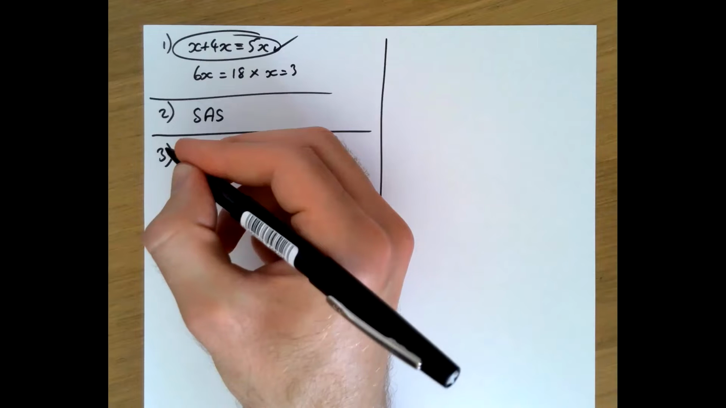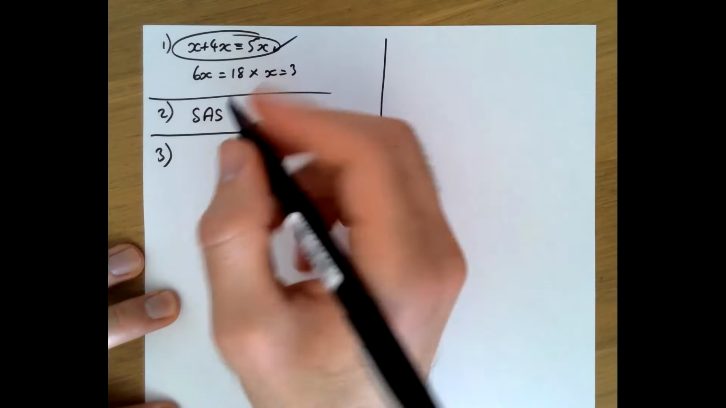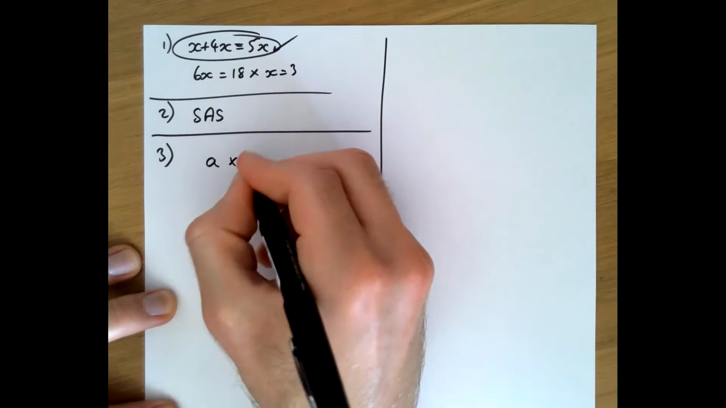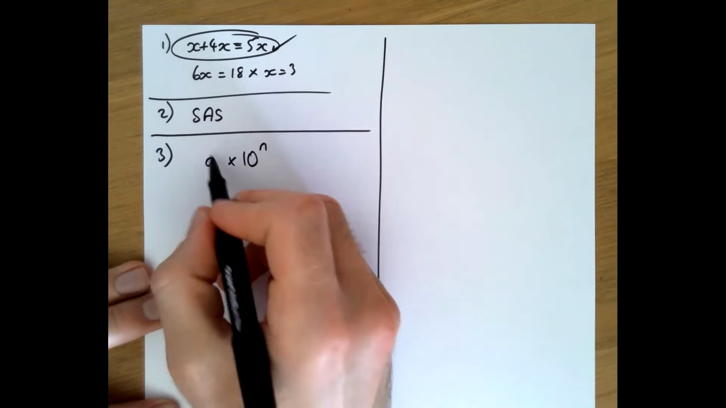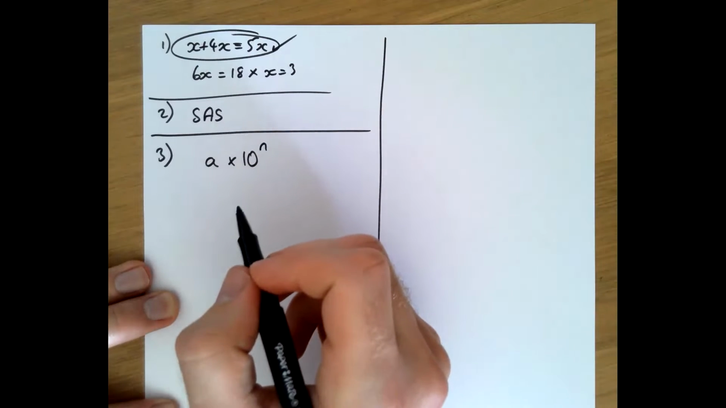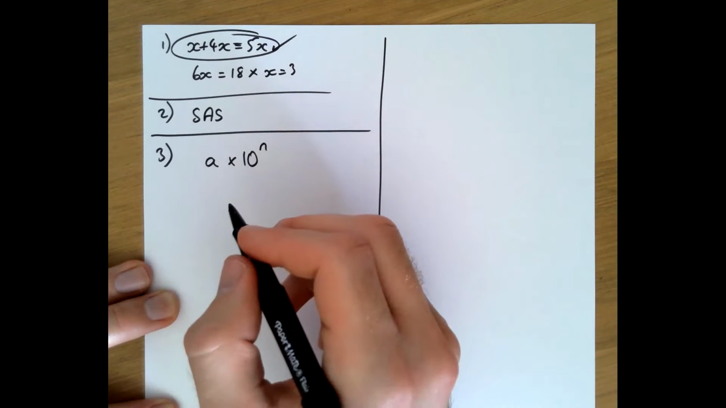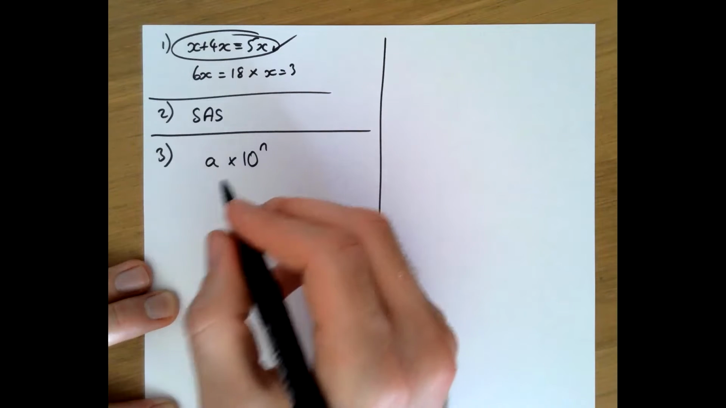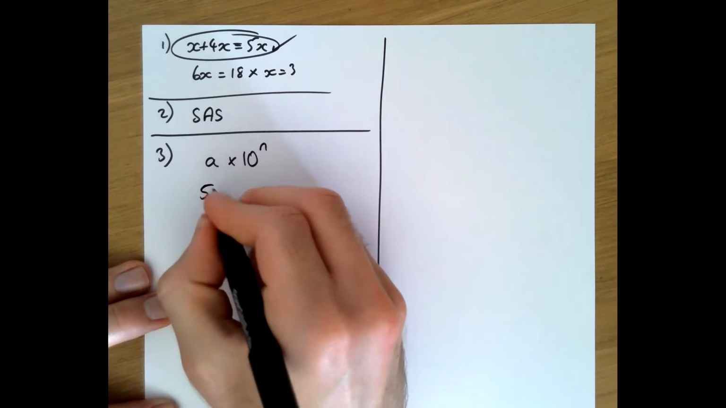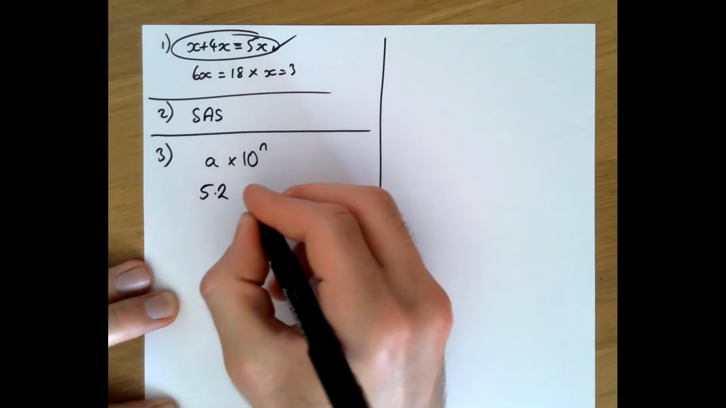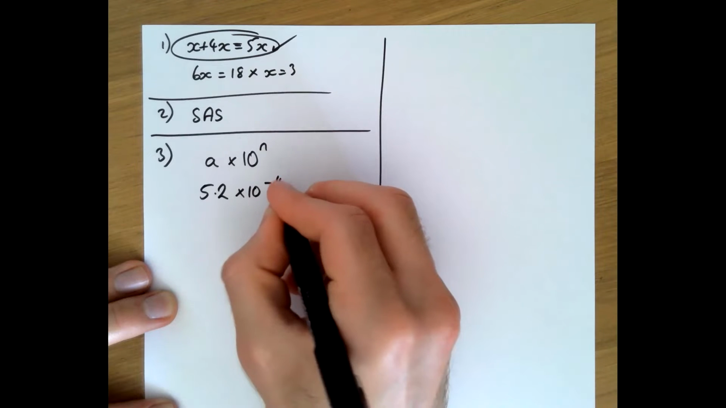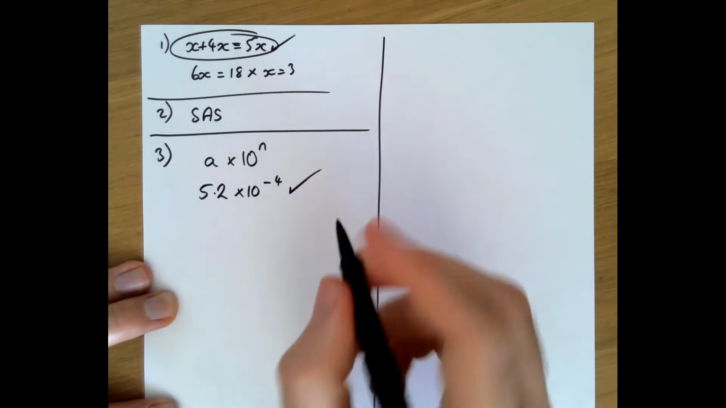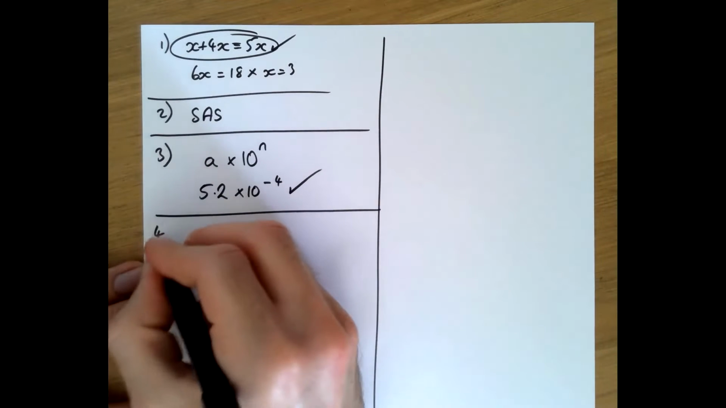Circle the number that is written in standard form. Standard form is a times 10 to the power of n, where a is a number between 1 and 10 and n is an integer. The first one is 0.9, that's less than 1, so no. 6 times 10 to the 0.5, close, but 0.5 is not an integer. 5.2 is between 1 and 10, and minus 4 is an integer, so 5.2 times 10 to the minus 4 is our answer.